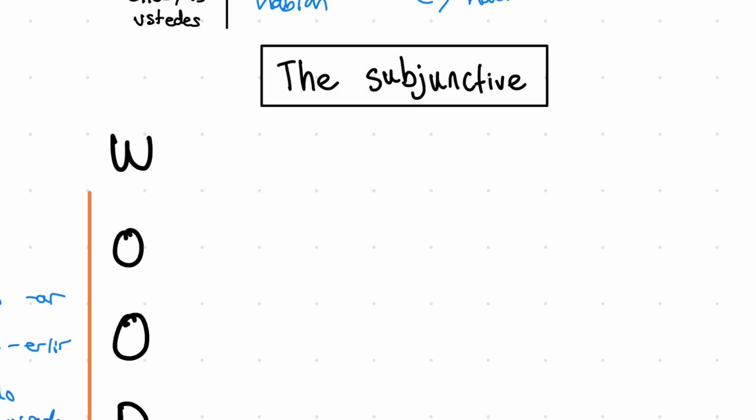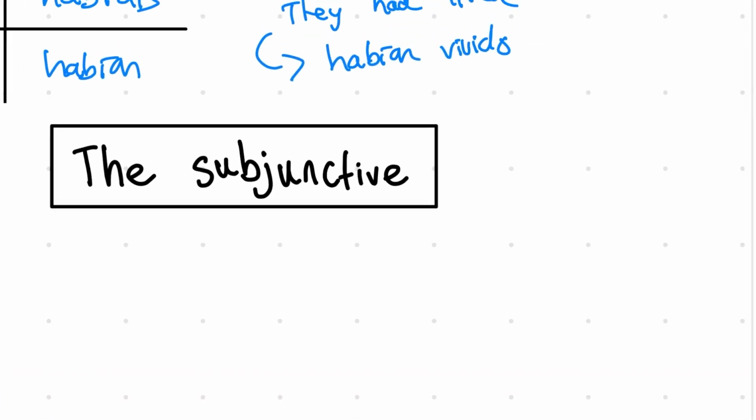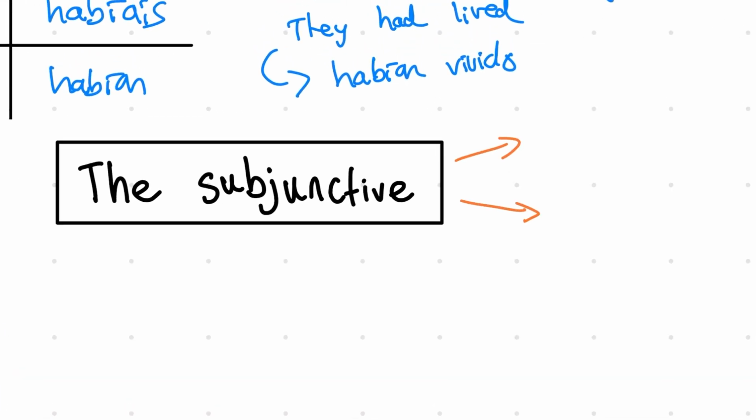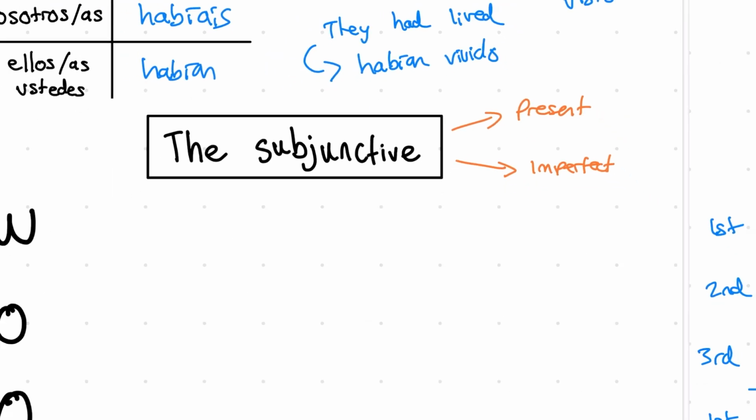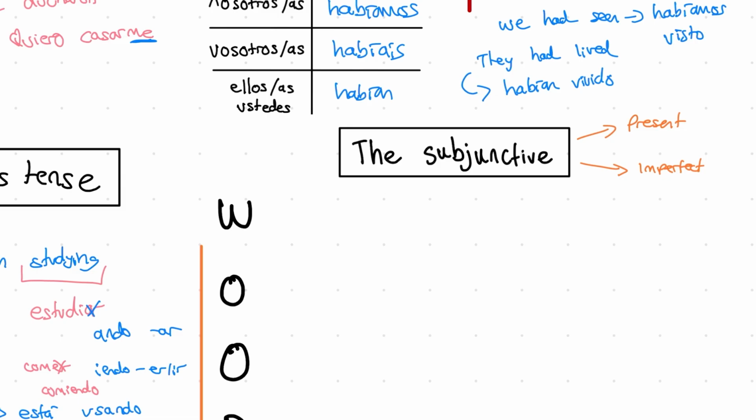This is not technically a tense, it's what we call a mood. It's used in specific situations in Spanish, and it doesn't exist in English at all. For GCSE and A-Level students, the only two types of subjunctive you have to concern yourself with are the present subjunctive and the imperfect subjunctive. We're going to touch on both of these in this video, but I'm going to mainly focus on the present subjunctive.